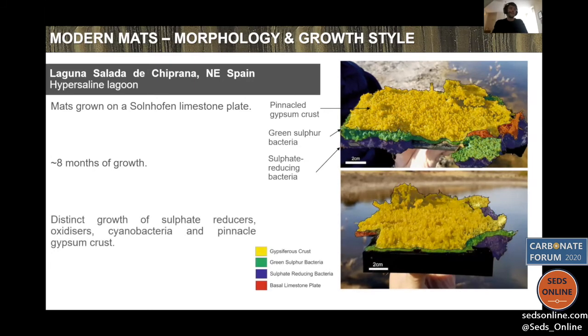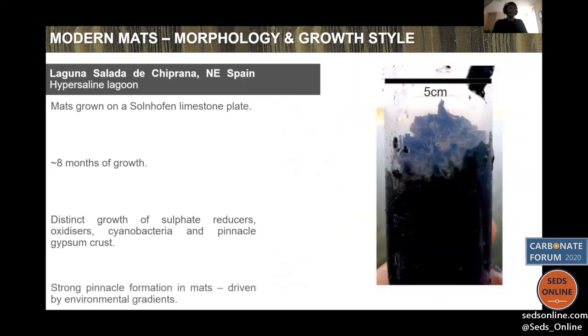We can overlay this to get a better idea of what is developing on these plates. If we look at that in more detail, we can see that quite a common characteristic is this very interconnected network and this pinnacle formation. This is most likely driven by environmental gradients in salinity and light, and competition by microbes to essentially survive within the mat.